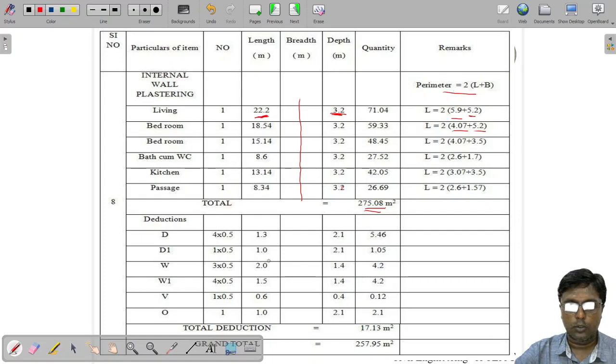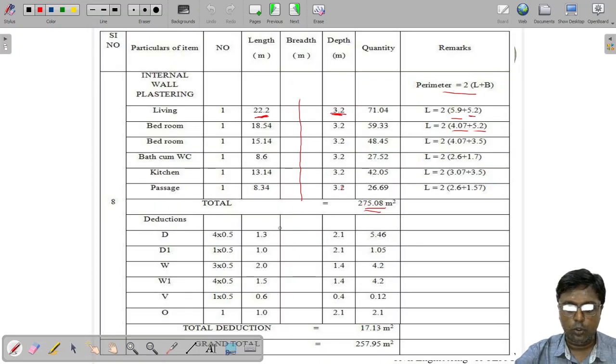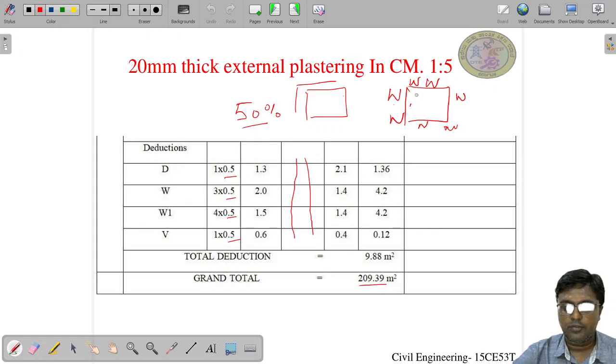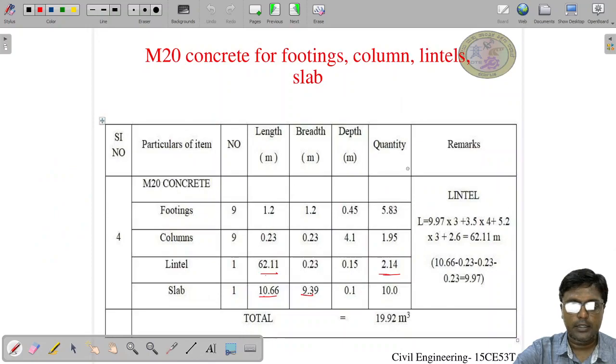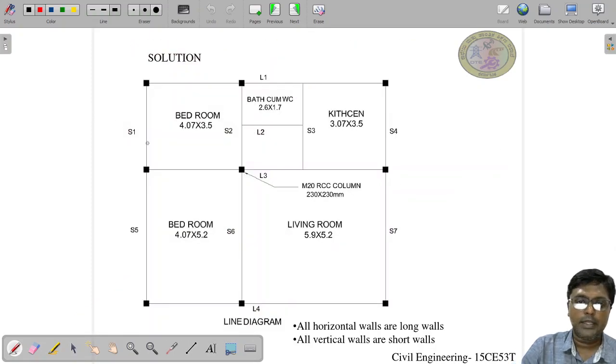Again, we have to do deductions. As I said, it is the same. For plastering work and painting work, the deduction is the same. As I told you, if you have counted the opening only once while taking measurement, deduct it 50%. If you have counted twice, deduct it 100%. As you can see in this problem, while doing internal painting, we have taken all the openings only once.